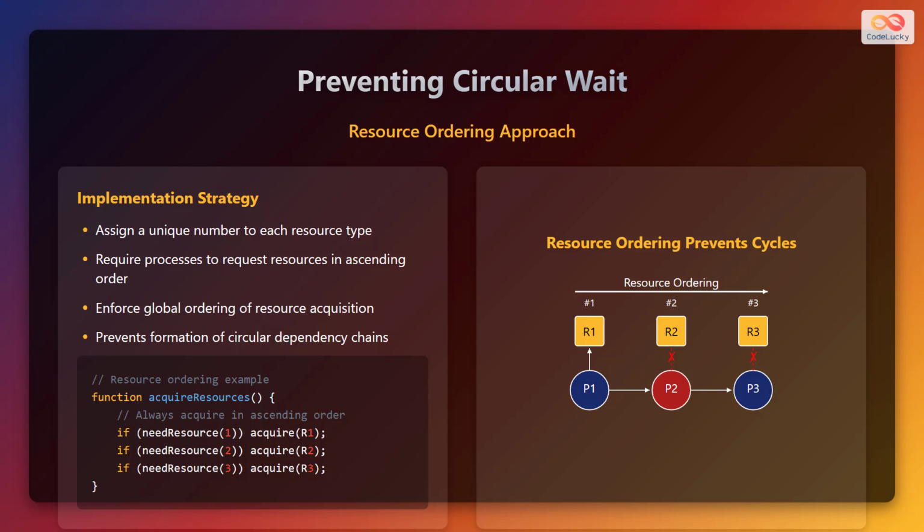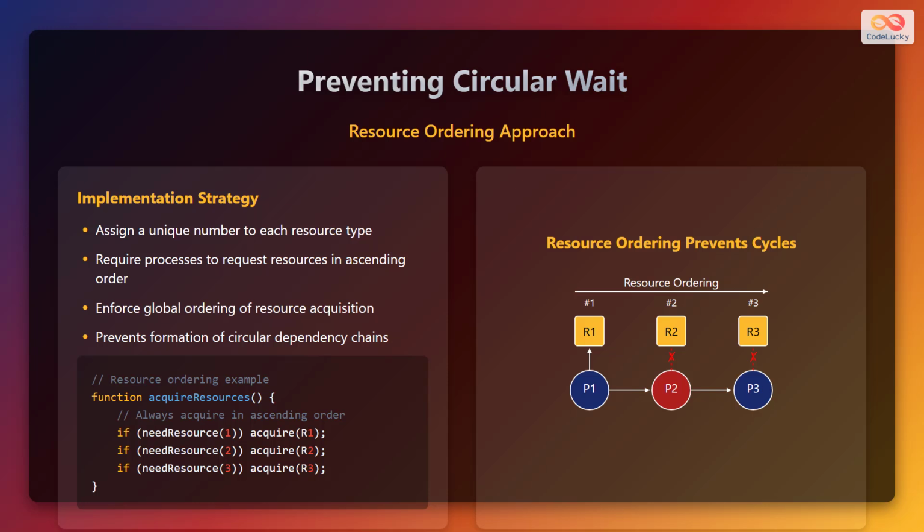To prevent circular wait, we can use the resource ordering approach. A common way to implement this is by assigning a unique number to each resource type. Require processes to request resources in ascending order. Enforce global ordering of resource acquisition to prevent the formation of circular dependency chains.